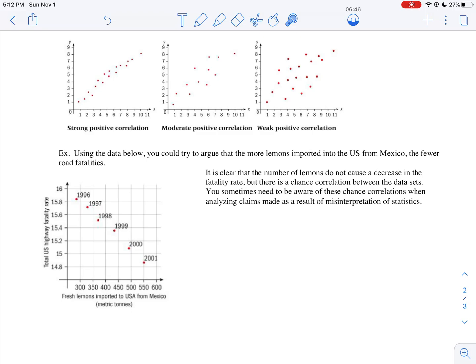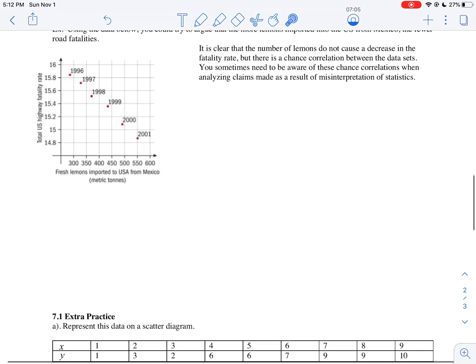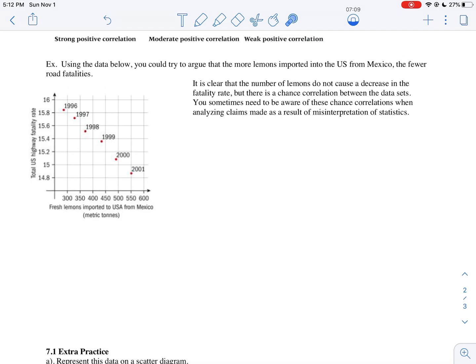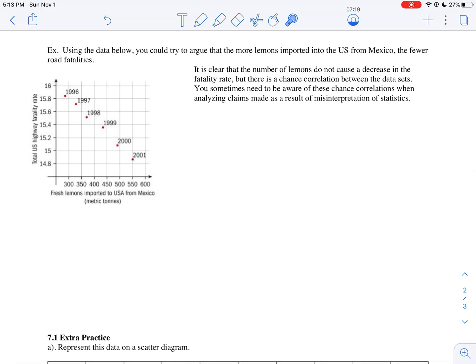However, we know that actually makes no sense because it's clear the number of lemons do not cause a decrease in the fatality rate. But there is what we call a chance correlation between the data sets. You sometimes need to be aware of these chance correlations when analyzing claims made as a result of misinterpretation of statistics. This is also to help you as you begin work on your internal assessment. Just because you can force a graph, it doesn't mean there's actually a correlation here, okay? All right, so this was a short one.